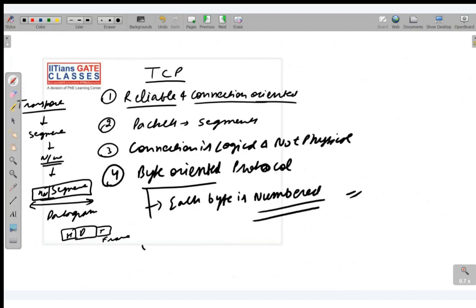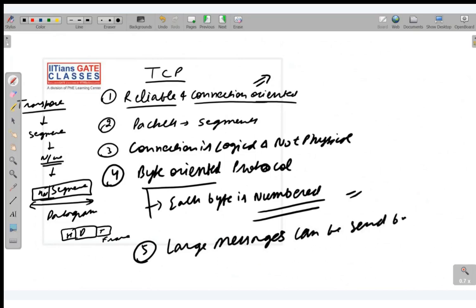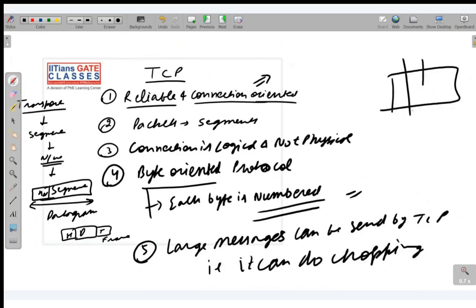And since it is connection oriented, the fifth point is coming now. The fifth point is that we can send large messages with the help of TCP. Large messages can be sent by TCP. That is, it can do chopping. In the previous slides I have told you all these things. Connection oriented means large messages can be sent by TCP, and it can do chopping and all.